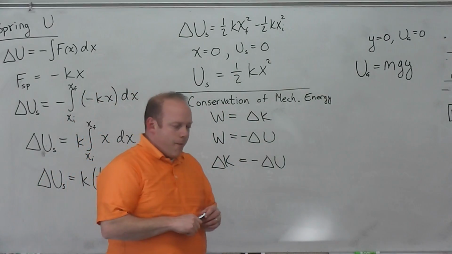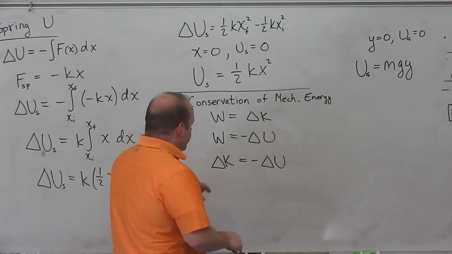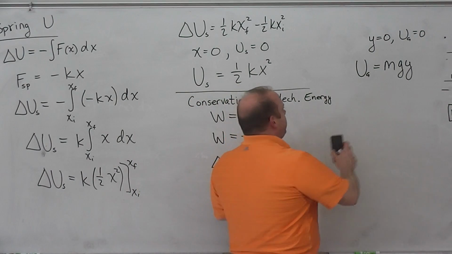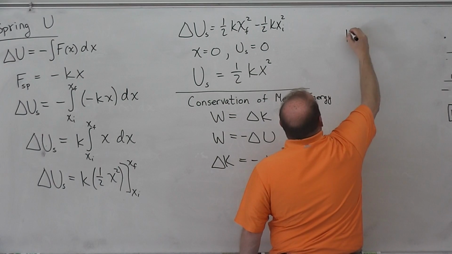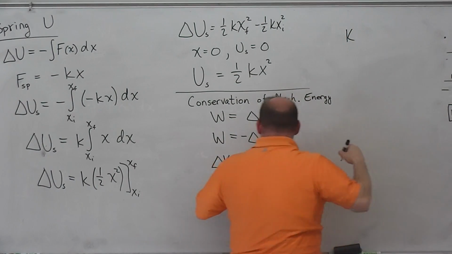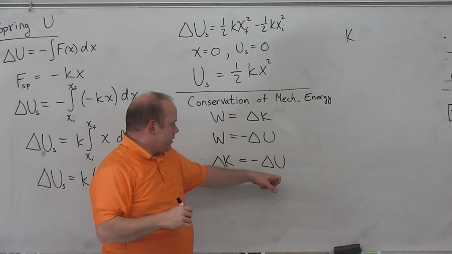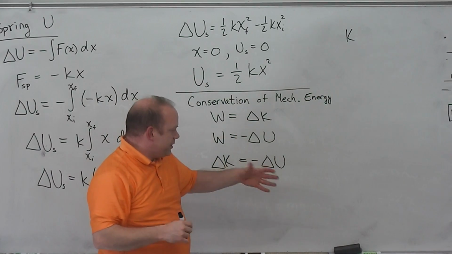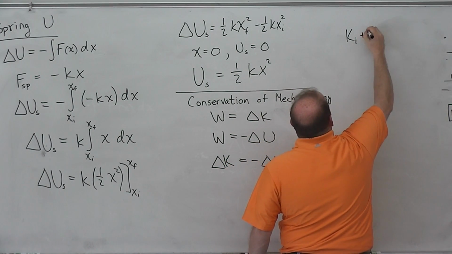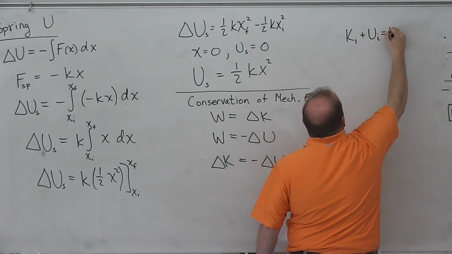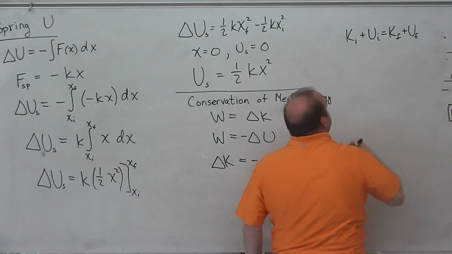Okay, now we can rearrange this, and we can say that K final minus K initial is equal to negative the quantity U final minus U initial. You do all that, and we'll find that K initial plus potential energy initial is equal to K final plus potential energy final.